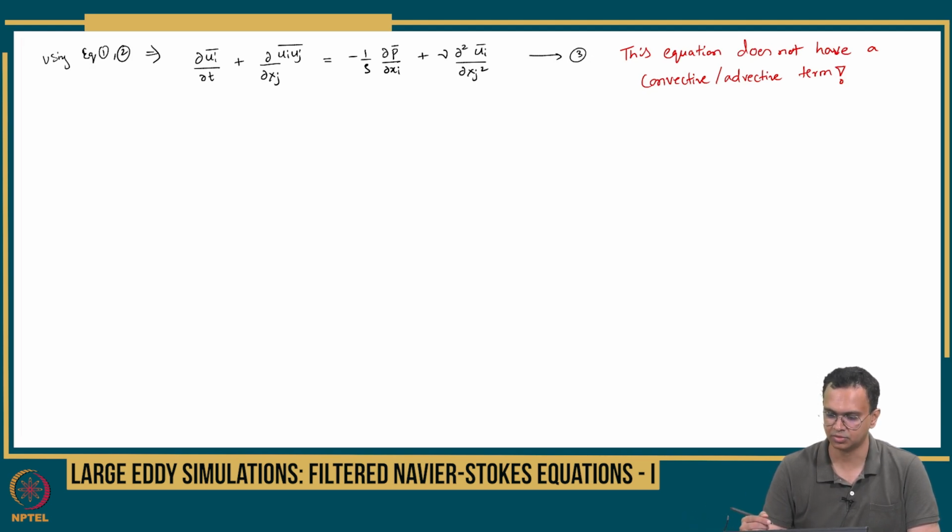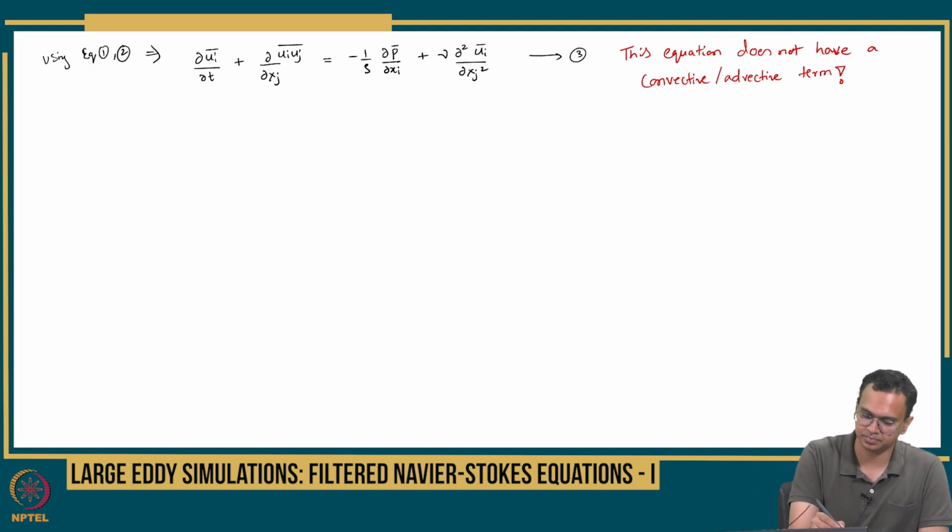but it doesn't have it. So what I do is I add the convective term here. Add dou by dou xj of ui bar uj bar on both sides. This I am adding as the convective term.